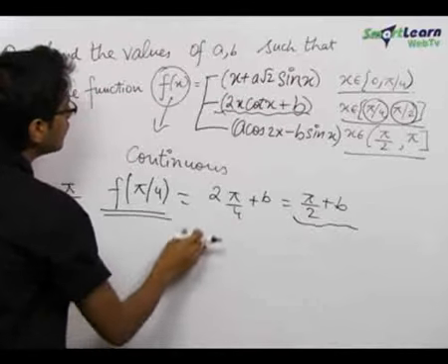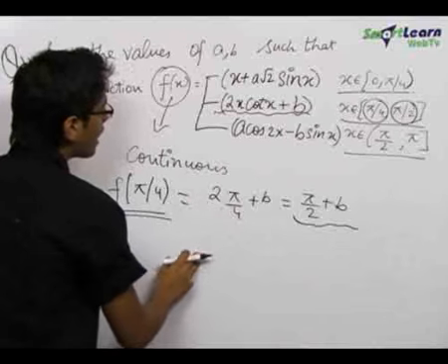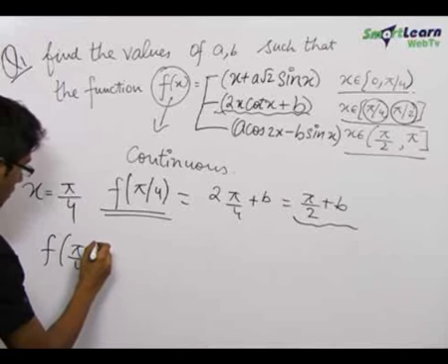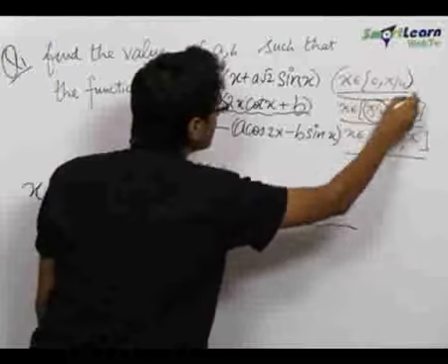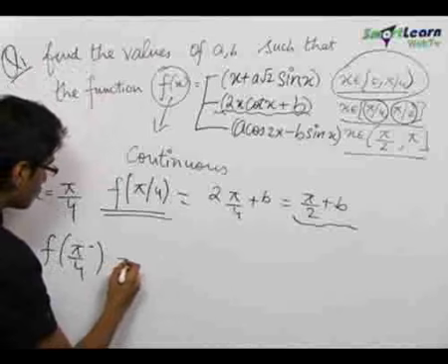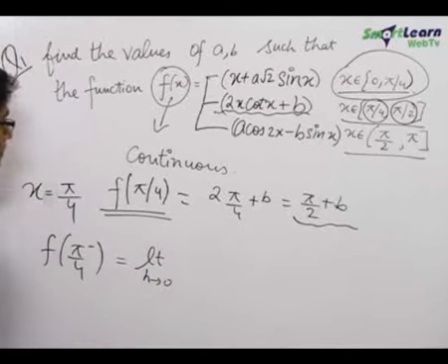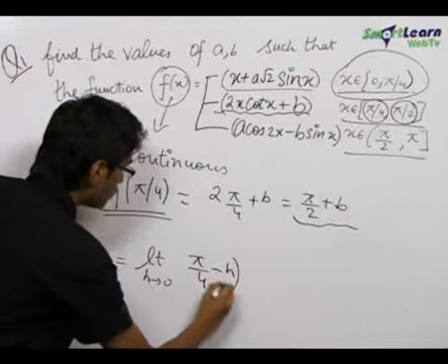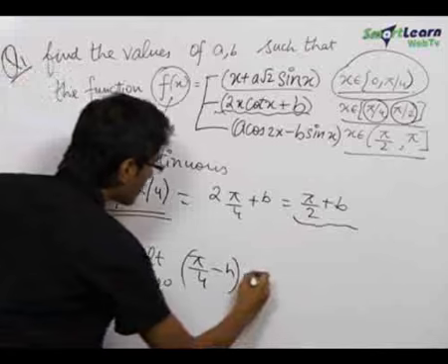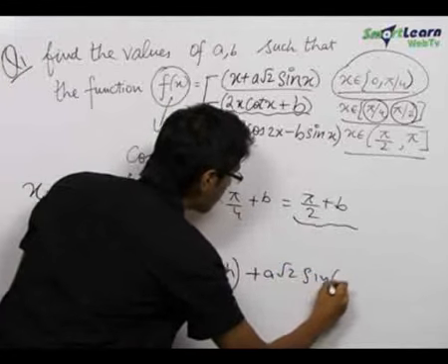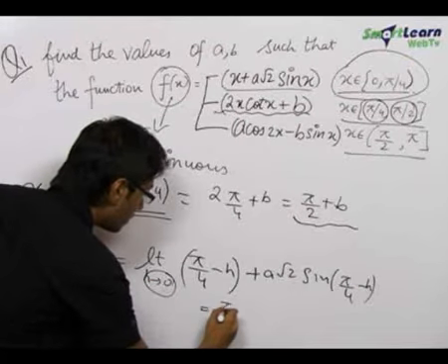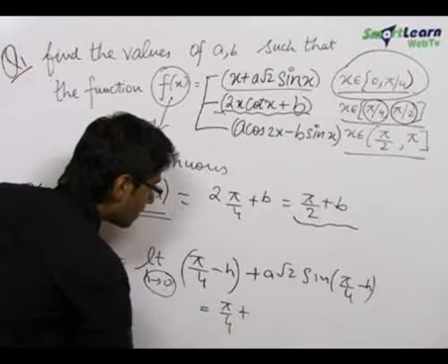Now we have to find the values of the limits of the function just before pi by 4 and just after pi by 4. So for f(pi by 4 minus), since the interval of pi by 4 minus is this, so we get limit h tending to 0, we put x equals pi by 4 minus h in this equation to get limit h tending to 0, pi by 4 minus h plus a root 2 sine of pi by 4 minus h. On putting h equal to 0, we get pi by 4 plus a root 2 into sine pi by 4, which is 1 by root 2, so pi by 4 plus a.